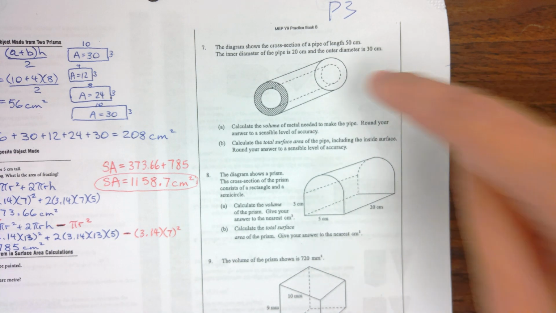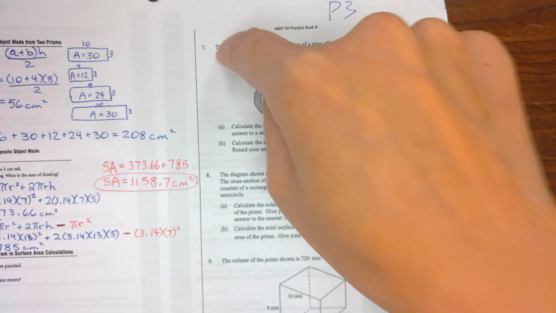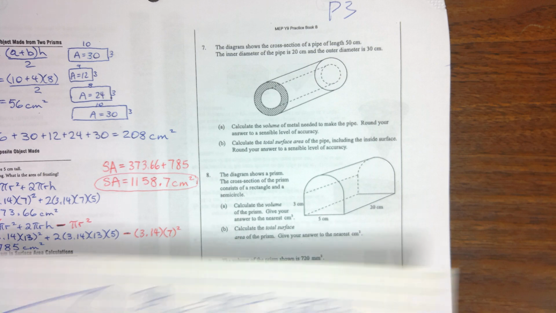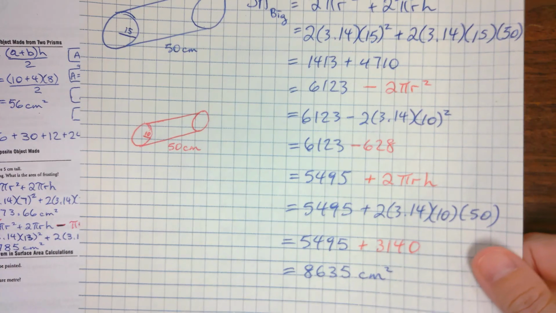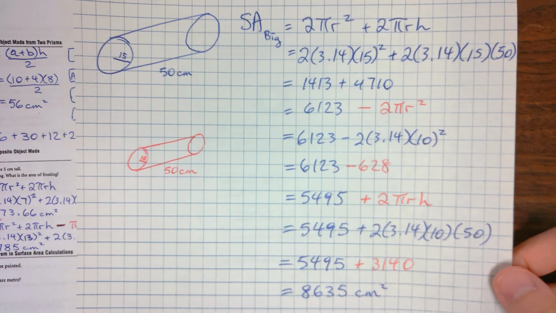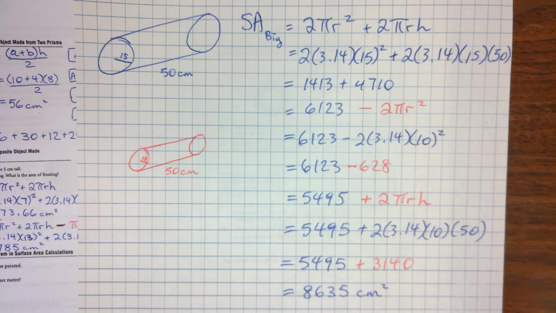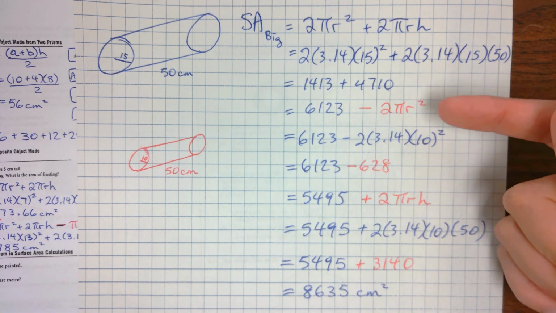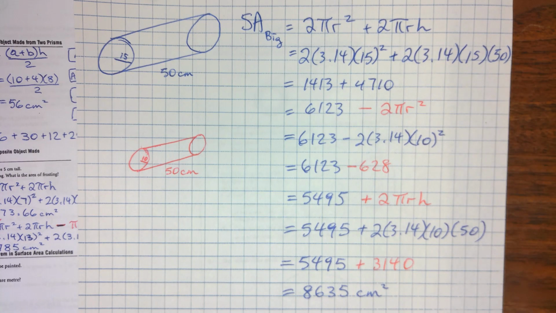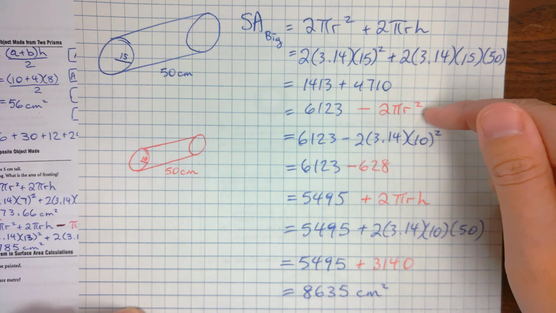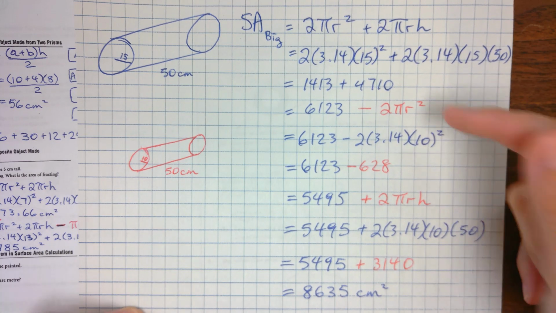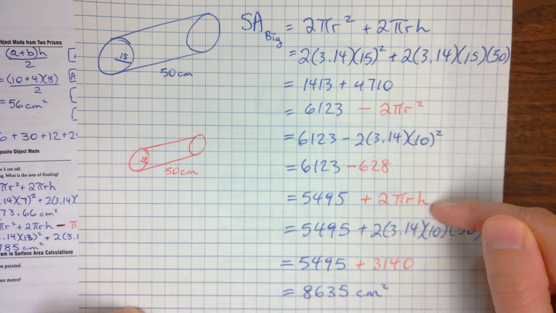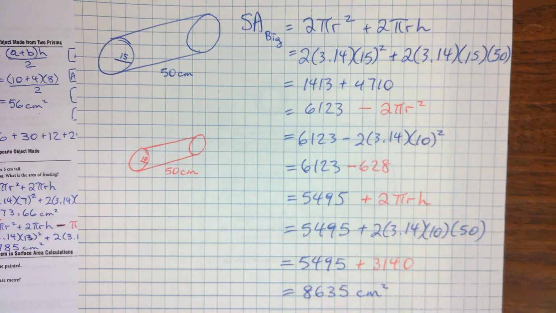Okay, so the answer for the homework, page 27B, this diagram right here, this is the solution. So the final answer is 8,635. The trick to this question is that you want part of the surface area, but you don't want part of the surface area. And so that's why you had to subtract the circles, but then add on the lateral surface. So that's the tricky part.